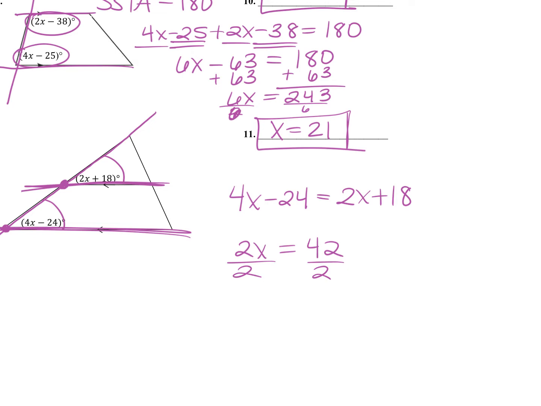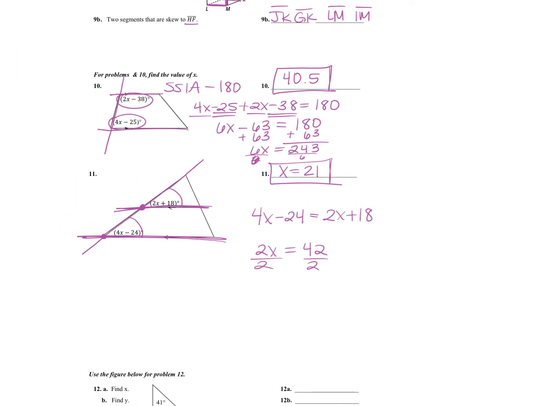Do we put a degree for that? No, because x isn't a degree. X is a value within the angle, which is a degree, right? So you don't have to call that degrees because it's not 21 degrees. It's the value of x to make up how many degrees that angle is.